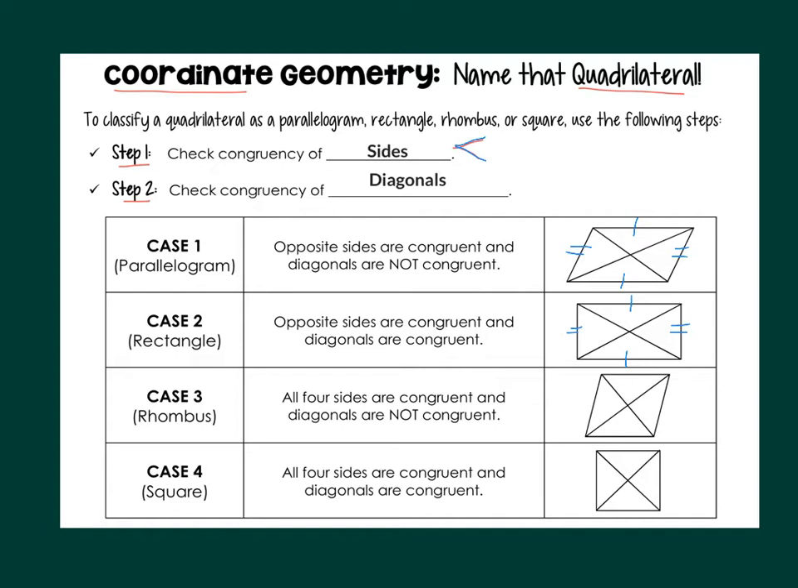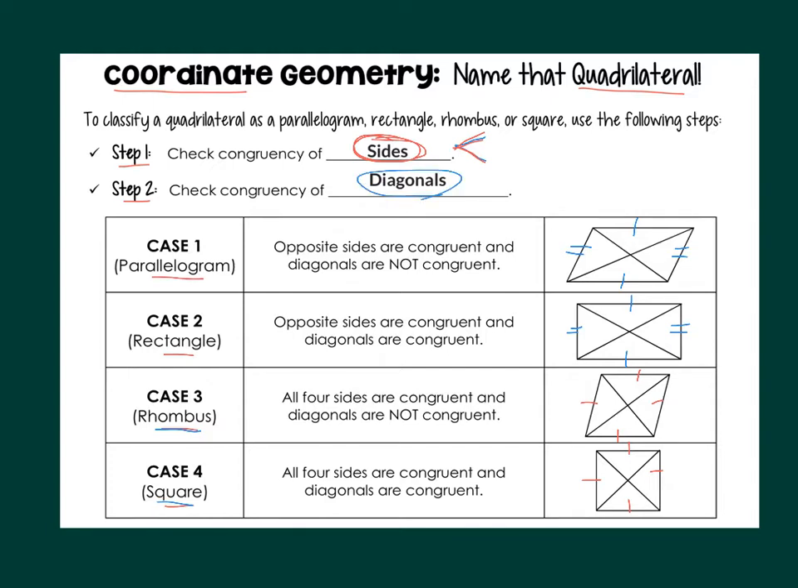The only other option when we're checking the congruency of sides is to get all four sides the same, which would take us down the road of either a square or a rhombus. So after we're done assessing the side lengths, we're either narrowed down to just parallelogram and rectangle, or we're narrowed down to rhombus and square. So that's when we move on to the diagonals.